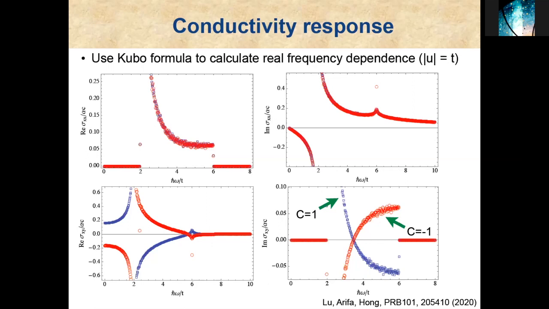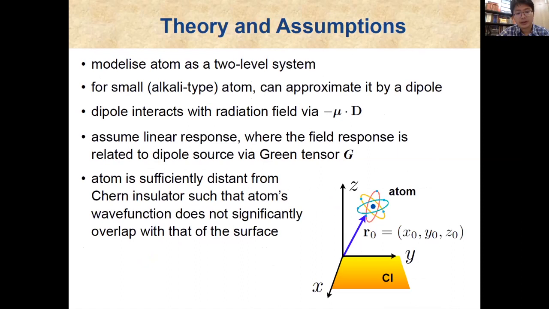To study the Casimir-Polder interaction between an atom and a Chern insulator, we have relied on the following theory with the following assumptions. We model the atom as a two-level system, and for small atoms, we can approximate it by a dipole. The dipole interacts with the radiation field via the term minus mu dot d, where mu is the dipole moment and d is the displacement field of the surrounding radiation. We are assuming linear response theory, so the field response is related to the dipole source via the Green tensor. We are also looking at the case where the atom is sufficiently far away from the Chern insulator such that the atom's wave function does not appreciably overlap with that of the surface.